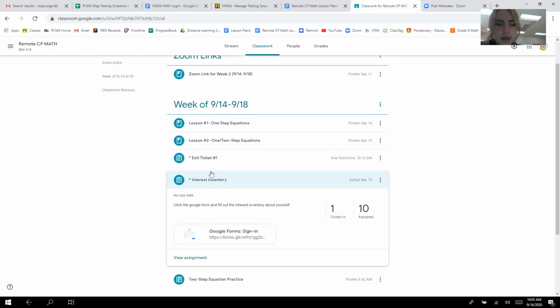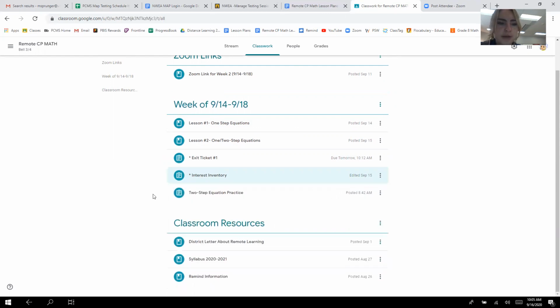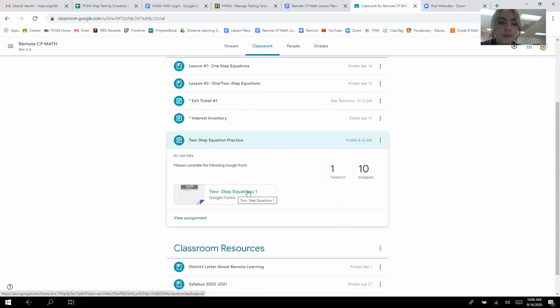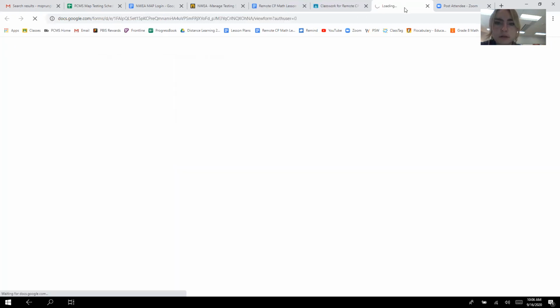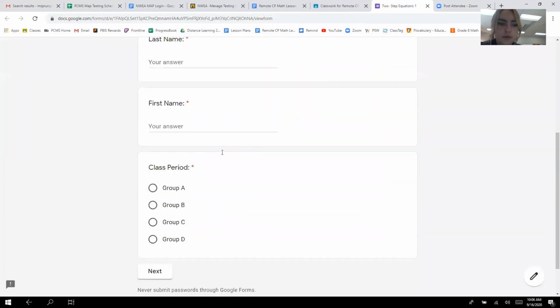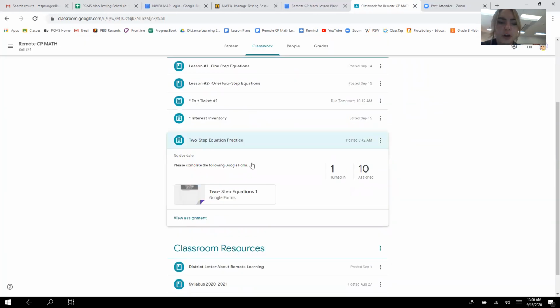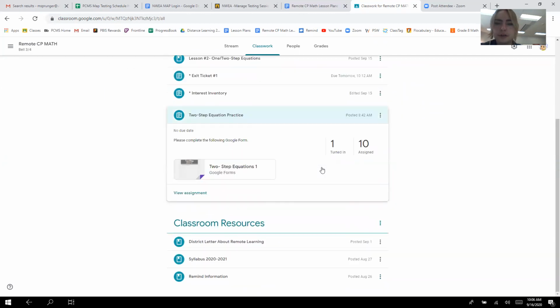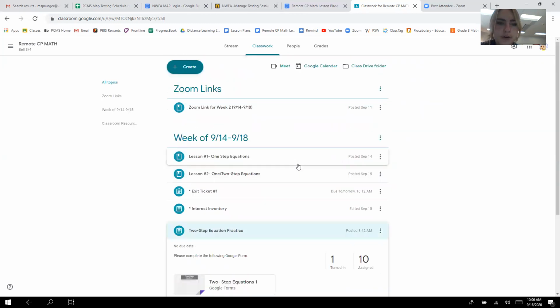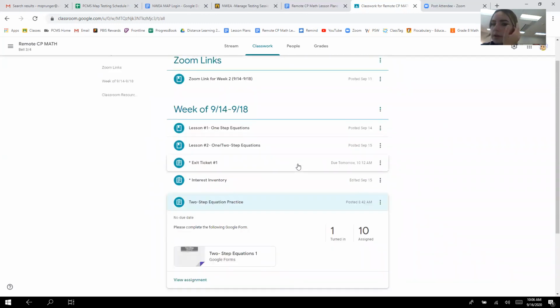And then you've got an interest inventory. So make sure that you are doing that. That is just a get to know you type of thing. So these 2 things are due soon. And then we've got some 2-step equation practice. I guess it won't let me enter my information, but you're going to enter that you're in my class, but then you're going to enter your answers for different 2-step equation problems. And this can be practice, so I can see how you're doing because again, I can't see all of you. So make sure you get that entered in for the week.